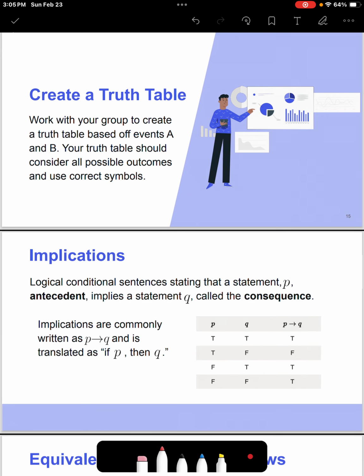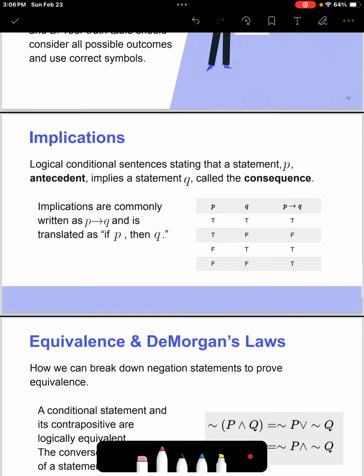So we're going to create a truth table. Logical conditional statements state that a statement P, the antecedent, implies that Q is a consequence. Implications are typically written as P implies Q and are translated to "if P then Q." So here is a truth table. If both are true, it's true. If the first one is true and the second one is false, it's false. If the first statement is false and the second one is true, it's true. If they're both false, the implication is true.